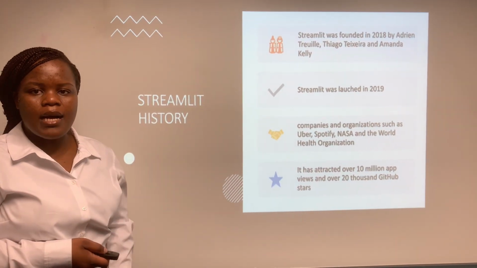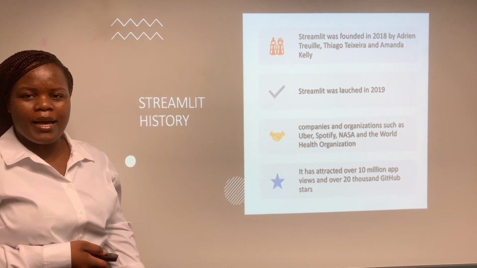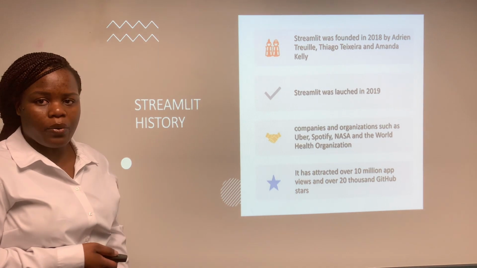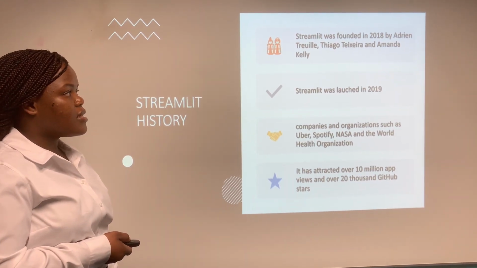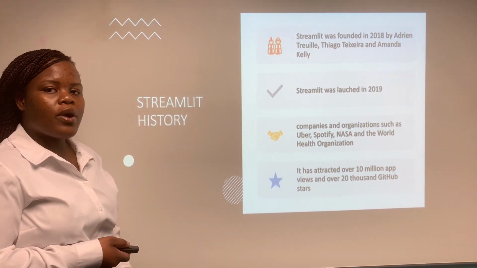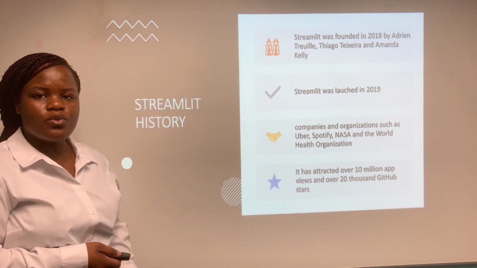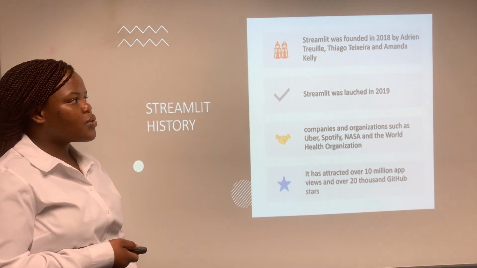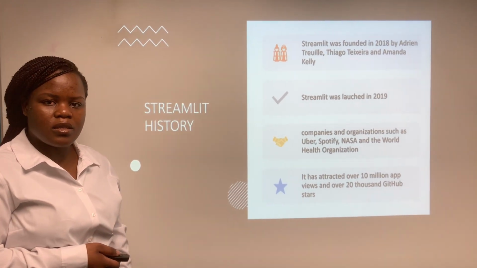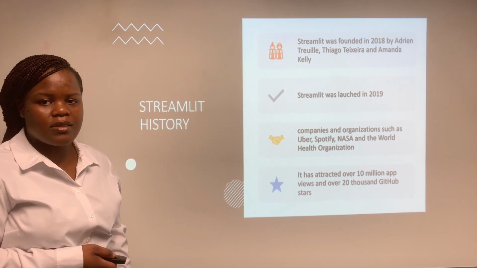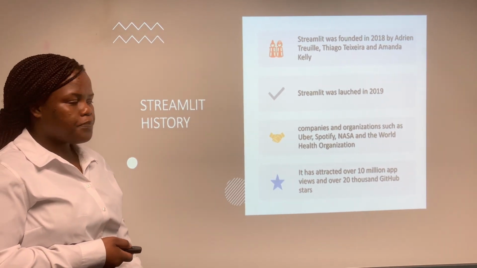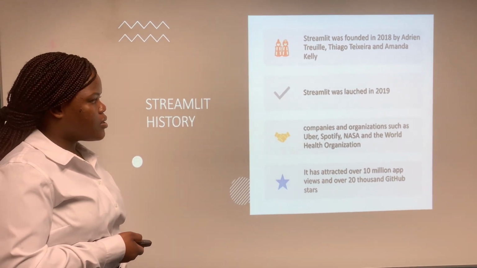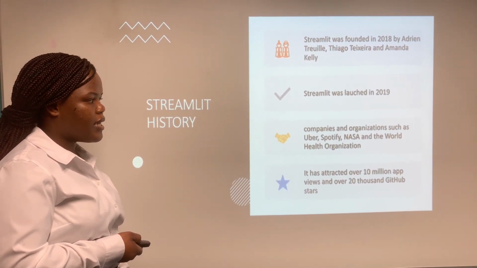So how did Streamlit come about? Who are the people behind Streamlit? Streamlit was actually founded in 2018, which is very recent, by Adrian, Tiago, and Amanda. They were very frustrated by the lack of tools that would be used for a data-driven website. So they wanted to create a tool that would actually make it easy, most especially for data scientists, to actually create websites in a very easy and fun way. So they launched Streamlit in 2019.